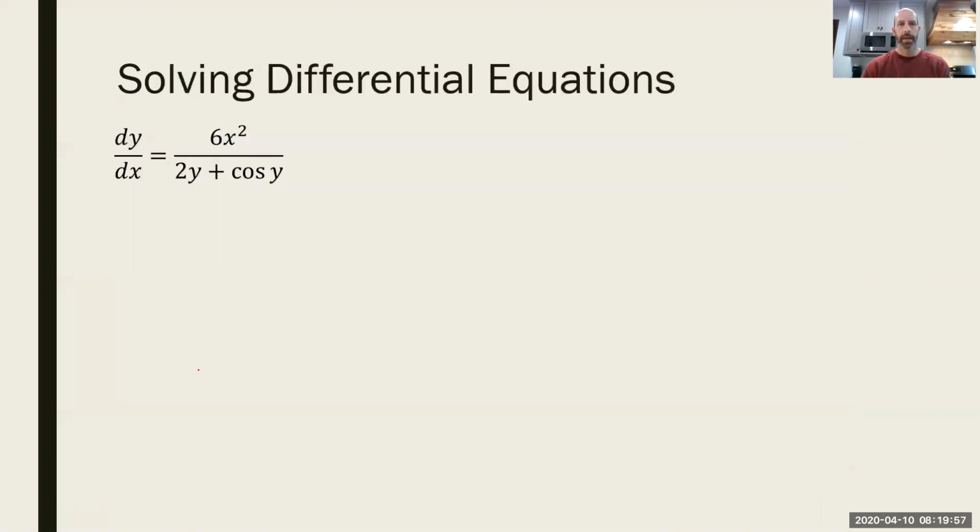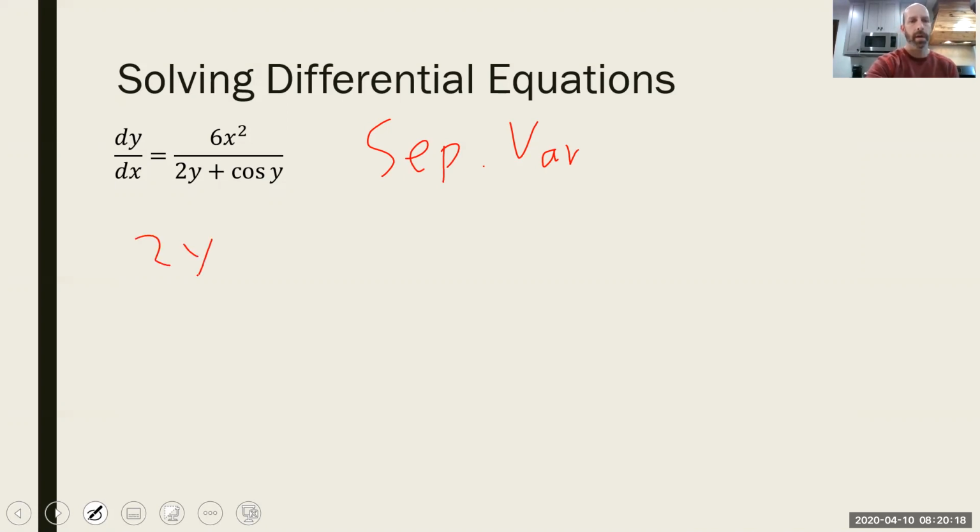Okay, next example is solving a differential equation. So here we've got a much more complicated looking equation. The first and most important step here, which you guys probably remember me talking about a lot, is something called separation of variables. So you can see that I've got x's and y's on both sides of the equation. So we can simply cross multiply here, get all the y's on the left side of the equation, and then all the x's on the right side of the equation.